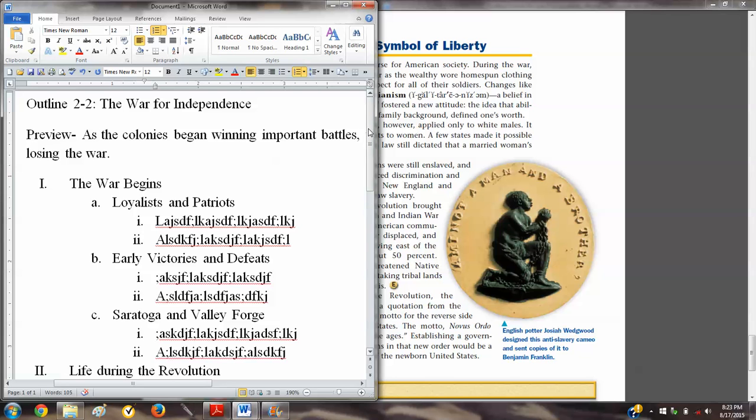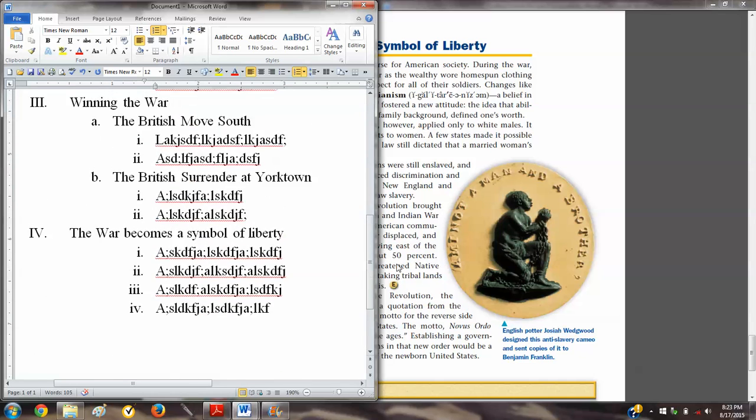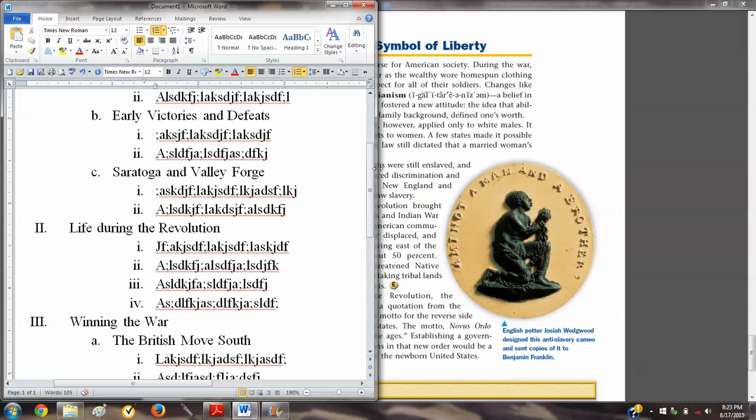So we have the title at the top, outline 2-2, War of Independence, the title, preview. As soon as the colonies began winning important battles, the British began losing the war. The war begins, Roman numeral 1, indent, letter A, loyalists and patriots, 2 main ideas of that, early victories and defeats, and so on. So if you look, that's the way it should look when you turn it in, except that it's going to have 2 main ideas for each one in complete sentences.